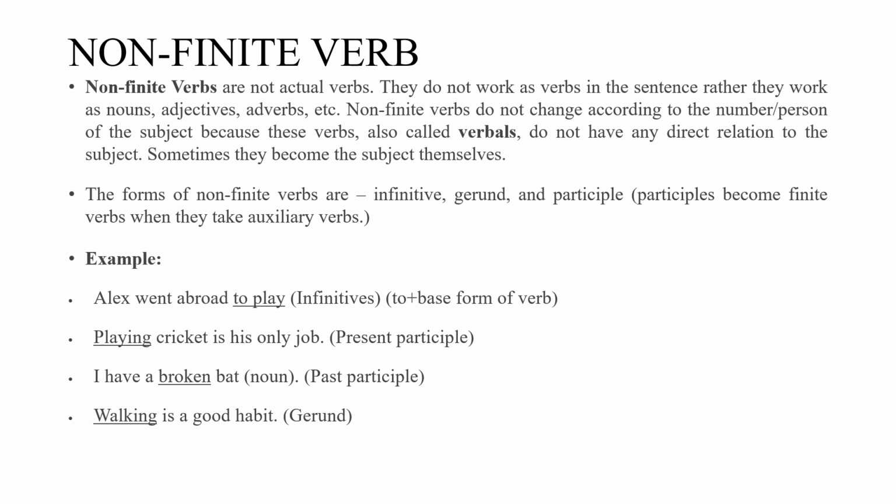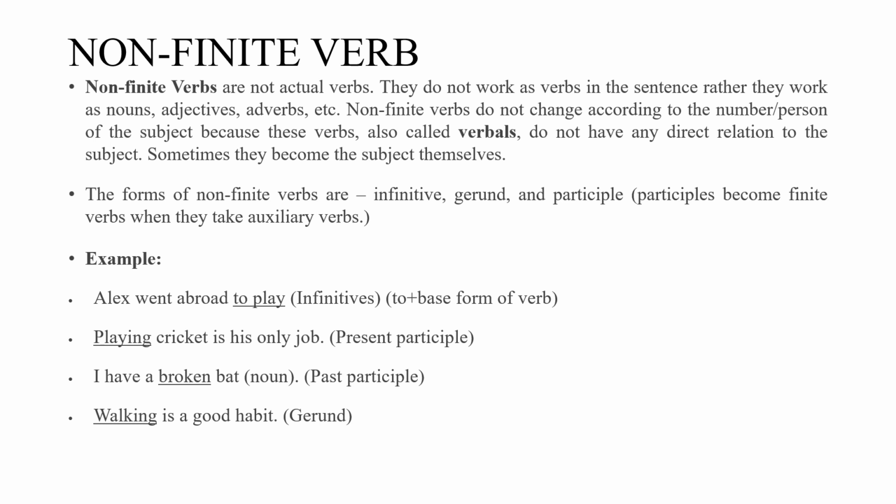The forms of the non-finite verbs are infinitive, gerund, or participle. Participles become finite verbs when they take auxiliary verbs. Here are a few examples. Alex went abroad to play. Over here you can see that to plus the base form of the verb, which is play, is an infinitive.